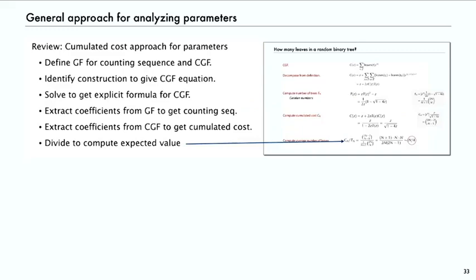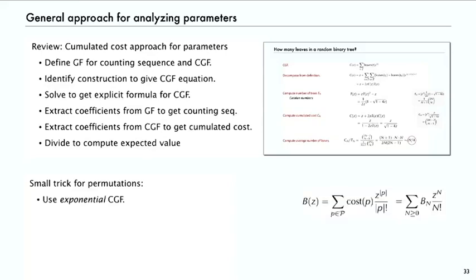And we did that for leaves in binary trees last time. And that's the general approach that we typically use in analytic combinatorics to analyze parameters. Now for permutations, there's a small trick. There's also a small trick for strings we'll see next time. And so the first thing is we're going to use an exponential generating function for the cumulated cost.